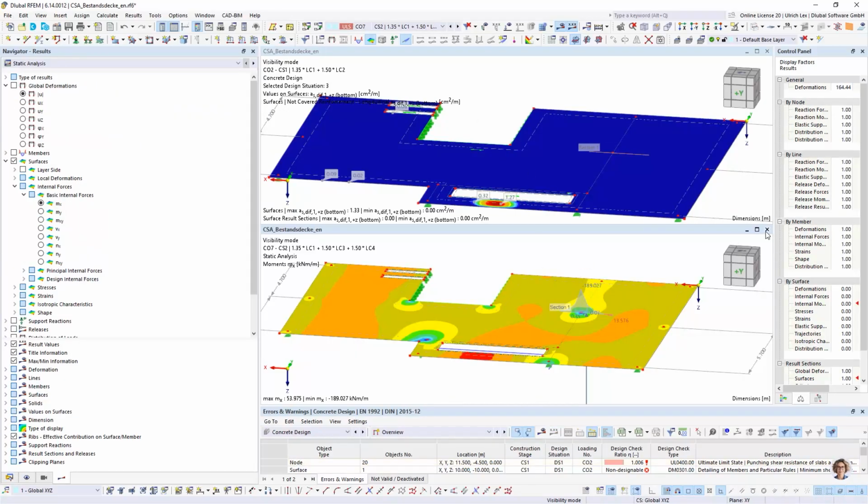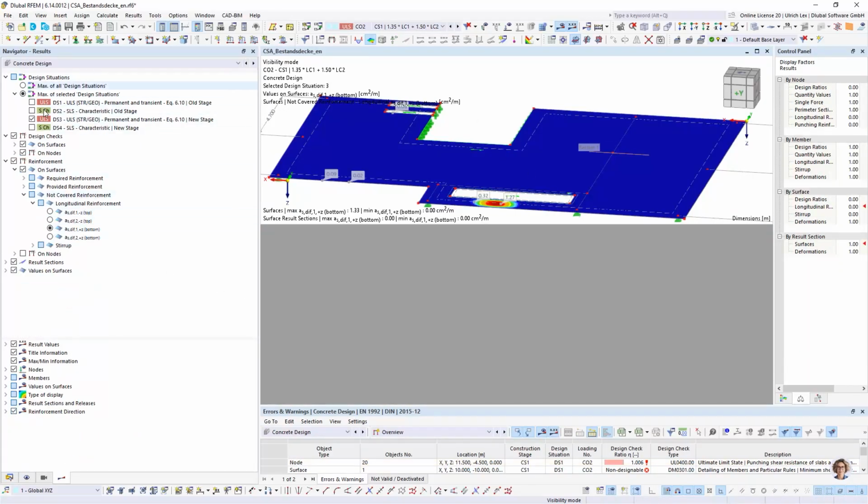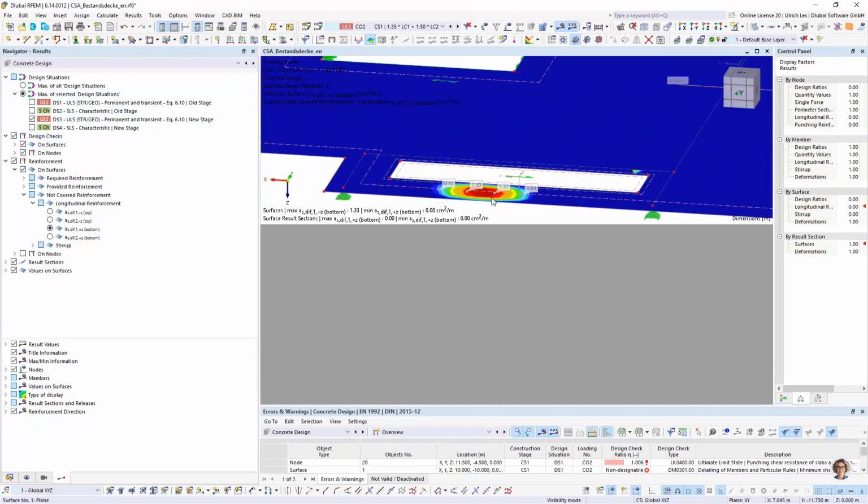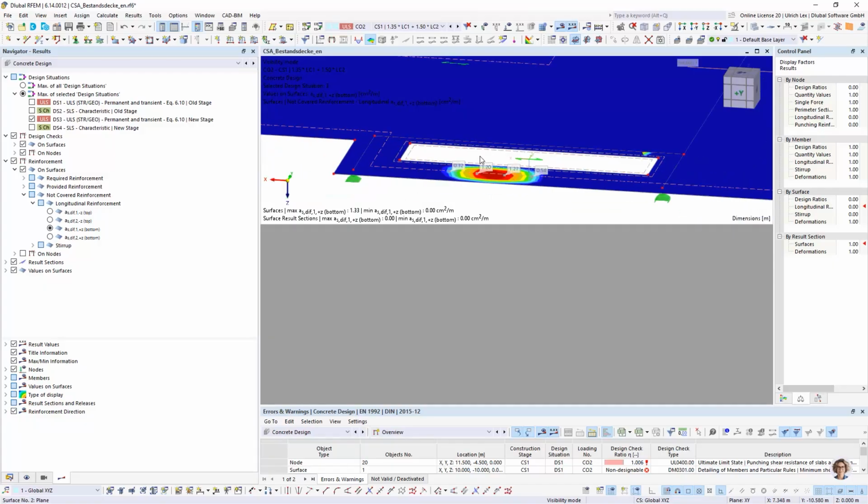Then you can say, okay, with the not covered reinforcement, you can compare it. So as we see here, the reinforcement is not enough. So we have to add some things. Maybe we could add here an additional steel members or something else.